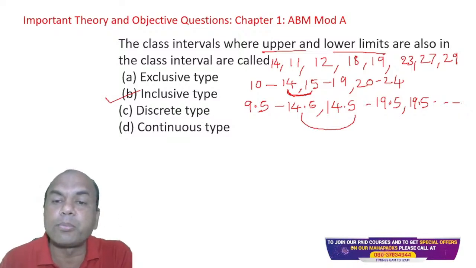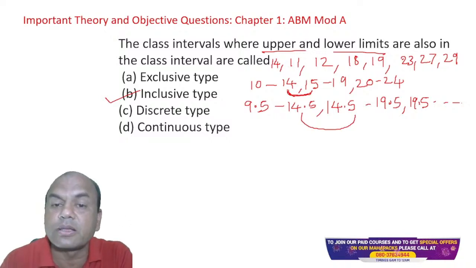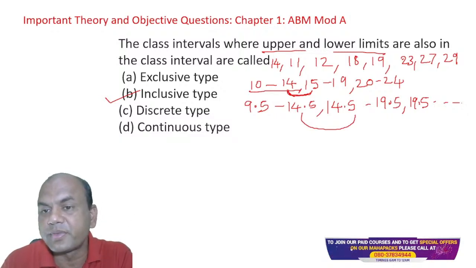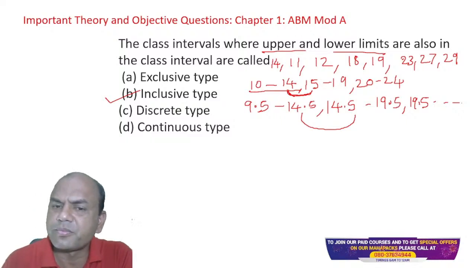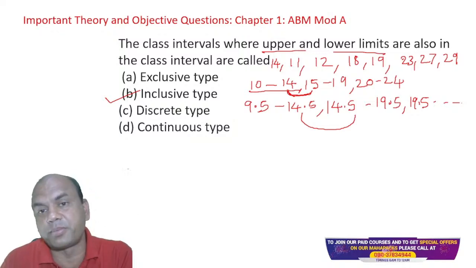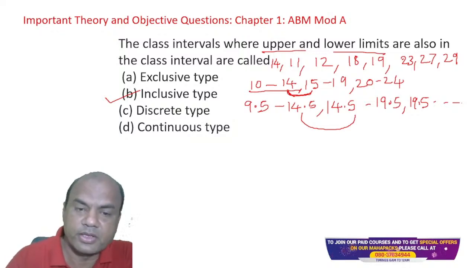So this is where the upper and the lower limits are also part of the class interval. Suppose I get the number 14, I'll arrange it in this class, not in this 15 class. The number 19 I'll arrange in this class. Okay, the remaining are easy for you, right? So this is known as inclusive type. Got it, everyone? Clear? Move on.